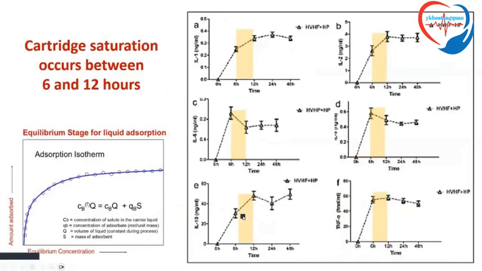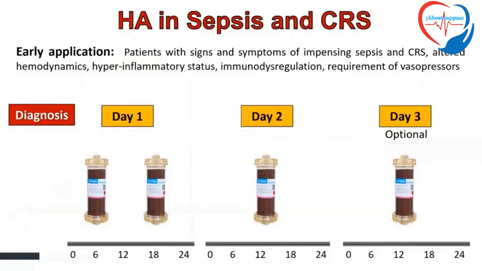We have also seen that the isotherm for these substances seems to saturate the sites of the sorbent after 4 to 8 hours. So 6 hours is probably the maximum you should use this therapy. It makes no sense to use it for 24 hours. But the important aspect is, what then is the prescription that we suggest?